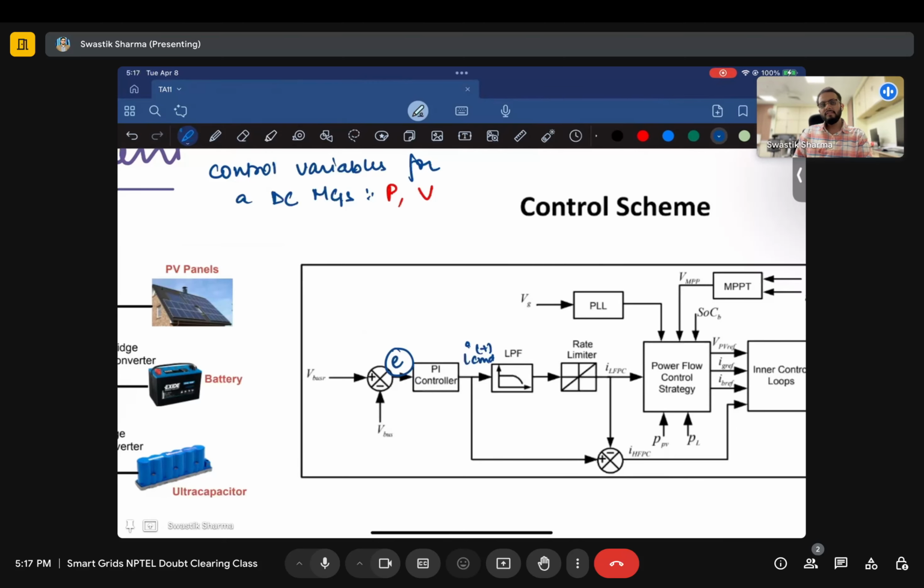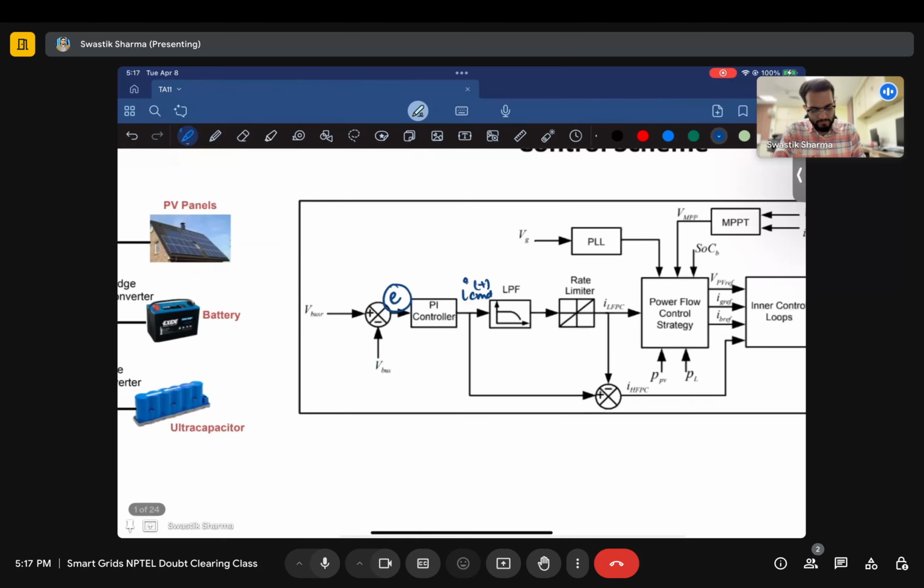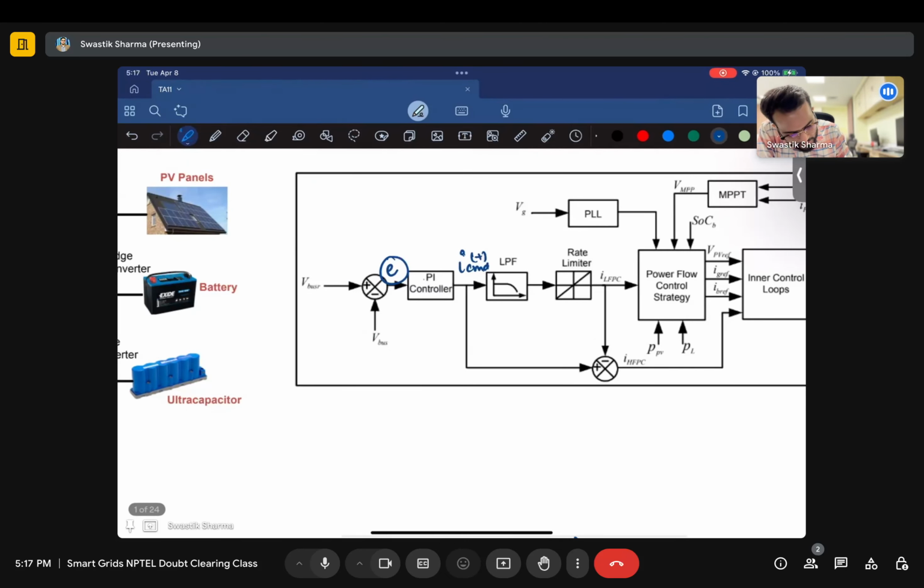And what is the use of this current command signal? It is to figure out how much current needs to be increased or decreased from individual devices. The error signal can be positive or negative, in such a way that the bus voltage follows closely to the reference voltage. And how this PI controller achieves this is because it has this.